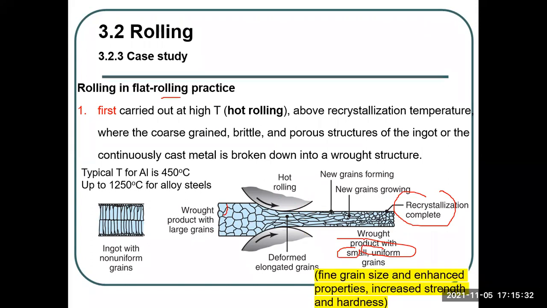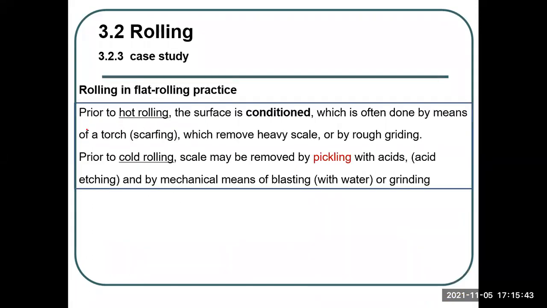Also, the important thing is that once you have small and uniform grains, you will get increased strength and hardness after you cool down. Please bear in mind there is something you always need to do, what we call a precondition. Precondition is more or less like a pre-treatment. The surface needs to be conditioned, and this is roughly the same for hot and cold. You have to remove the surface, make it very smooth, and also remove the scales and any oxidation you have, to get rid of it.